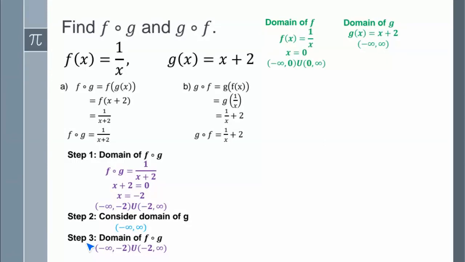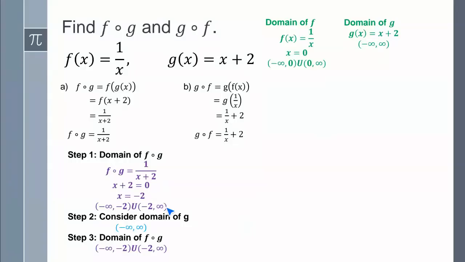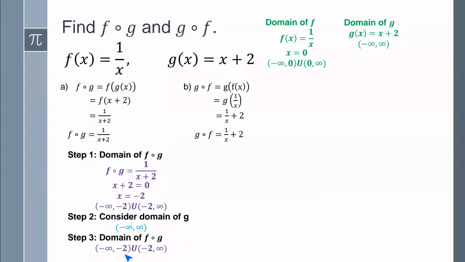And then to find the final domain of your composition, you want to take what they have in common from here to here. So they have everything in common, right? Except for that -2. So our domain is going to be everything except that -2. And this -2 would cause us to have an undefined answer if we were to plug it in.